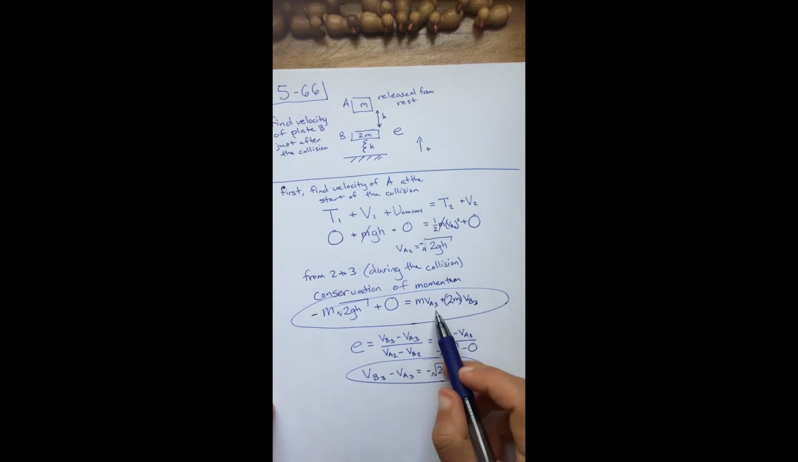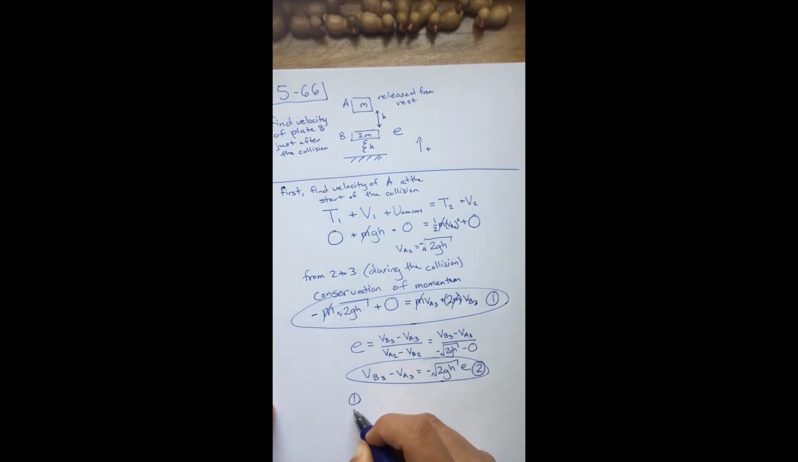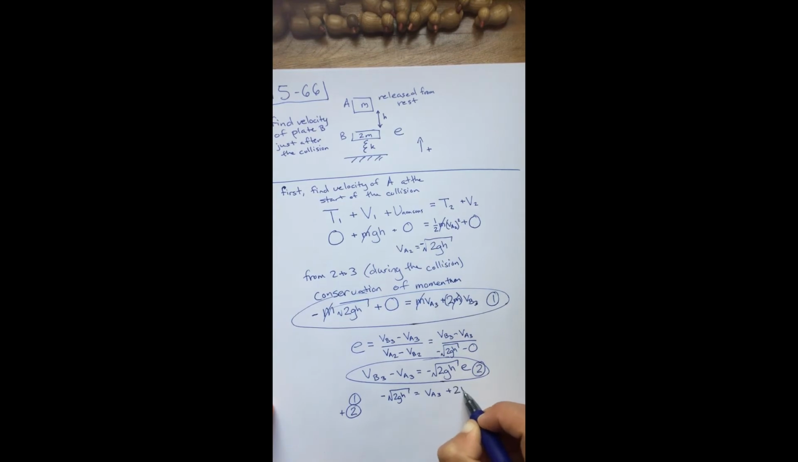So let's take a look at what I have here. I have VA3 and VB3. Well, if I cancel out my mass, which appears in every term, then I can take, let's call this equation 1 and equation 2, and add them together. So I'm going to do 1 plus 2. Equation 1 is this negative square root of 2gh is equal to VA3 plus 2 times VB3. Equation 2 is minus e times the square root of 2gh is equal to VB3 minus VA3. Then add both sides together.